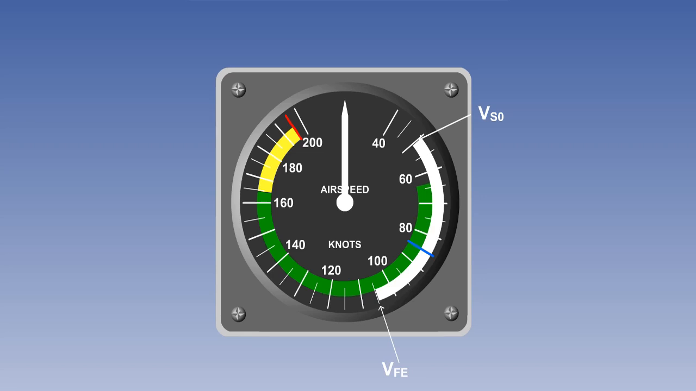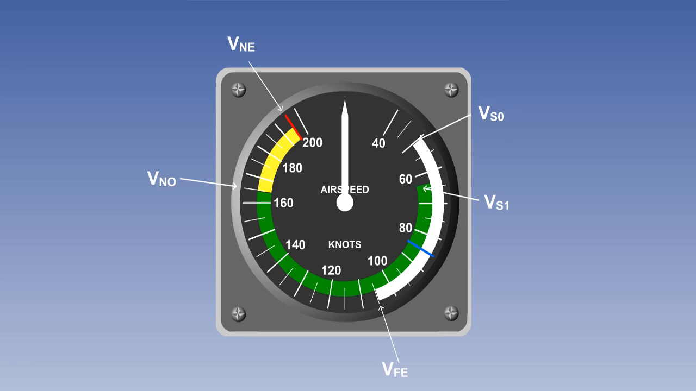The green arc represents the normal operating range. It starts from the speed which is known as VS1, and this speed will be defined shortly, and extends up to the normal operating speed limit, which is referred to in light aircraft as VNO. The yellow arc is the cautionary speed range, which extends from VNO up to VNE, which is the never exceed speed.